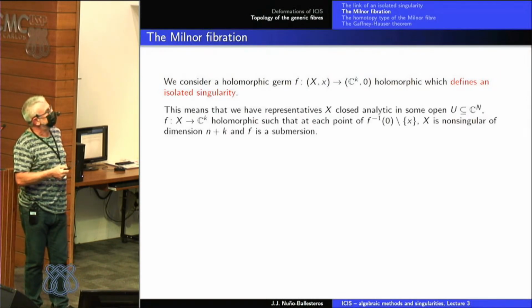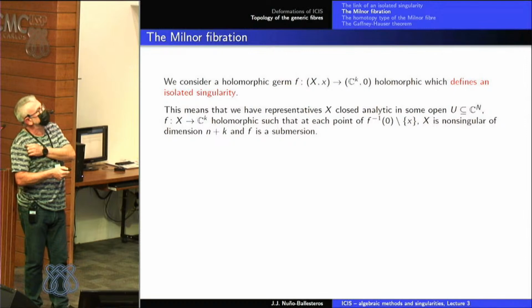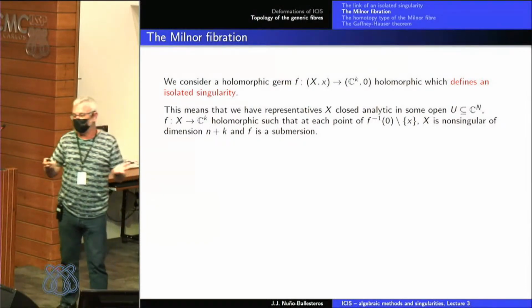This means that we can choose representatives X, which is closed analytic in some open set U in C^n, and we can choose a representative of f from X to C^k, such that at each point of the inverse image of 0, minus the origin, minus x, this X is non-singular of dimension n plus k, and f is a submersion. Okay, so this is a little bit more general than the case when you have an ICIS.